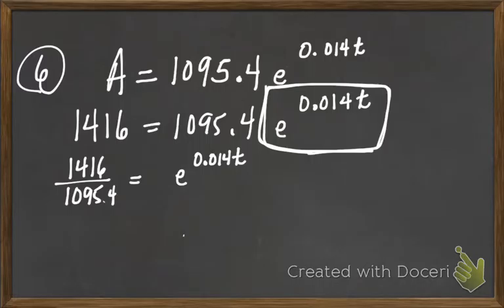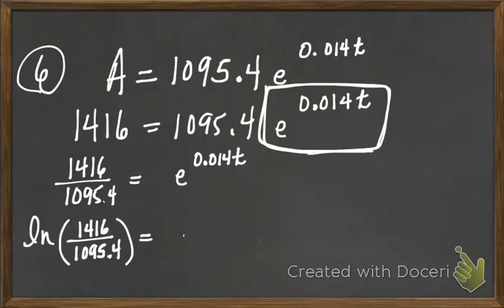No, e is about 2.7. It's not even a whole number, so there's no way you can get both sides in the same base. So what have we got to do to the equation if we can't get in the same base? We've got to take the log of both sides. And I like to keep this in parentheses. And we're having to take the log of both sides because we can't get both sides in base e.